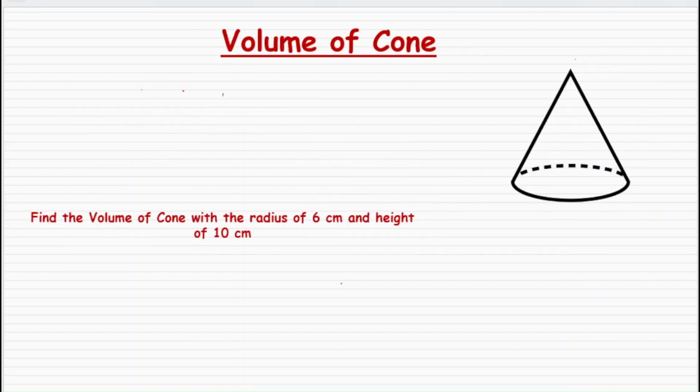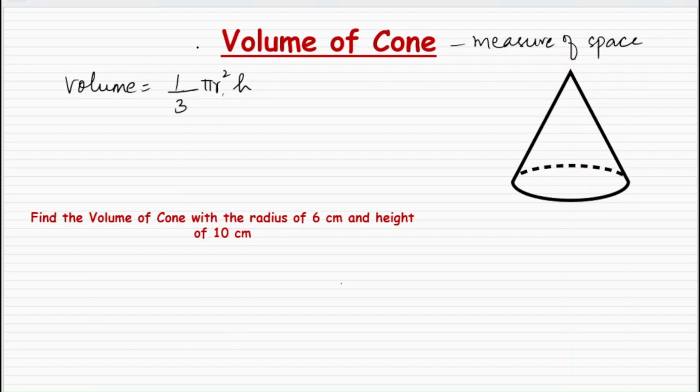Volume. The volume of any 3D object is the measure of the space inside that object. How much space or how much quantity it can hold inside it is called the volume of that 3D object. Now, what is the volume of the cone? The formula of the volume is 1 by 3 pi r square h. Now, if you're wondering, this formula seems very much obvious, because pi r square h was the volume of the cylinder.